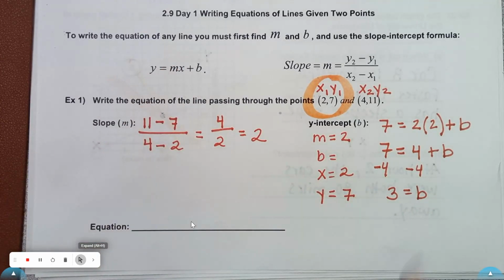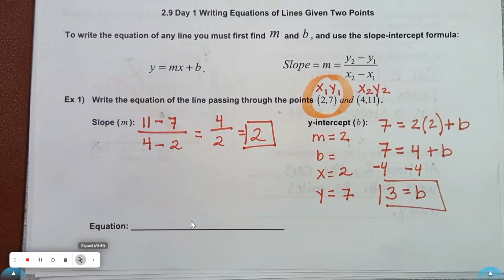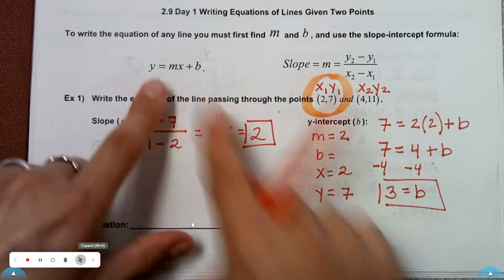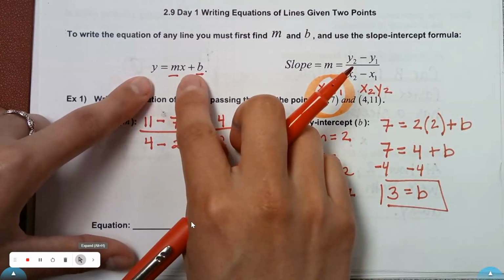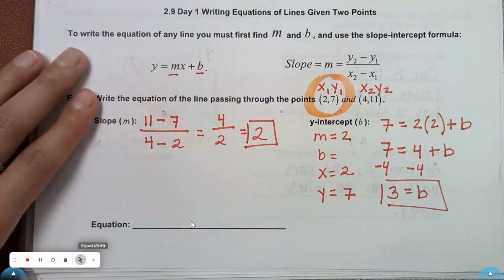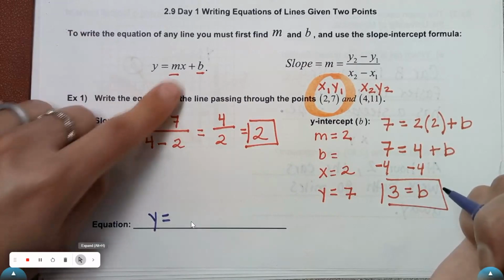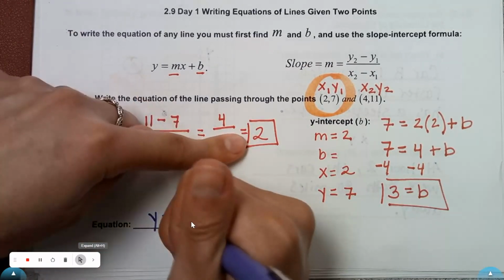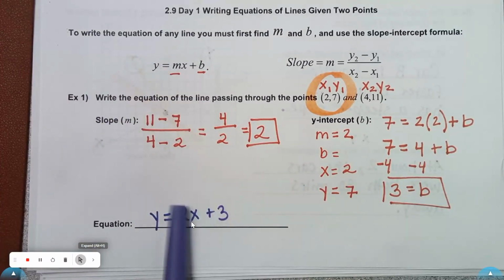So in order to write my equation, I need the 2, because this is my m, and I need the b. I plug these 2 numbers into their correct spot for m and for b. The other 2, the y and the x, will stay the same. So when I'm writing my equation, I'm going to get y equals my m, which is 2, and my b, which is 3. So that ends up being my equation. Once you have that, turn to the next page and we're going to do 2 more.